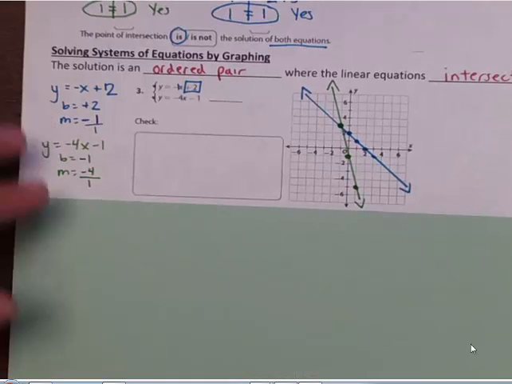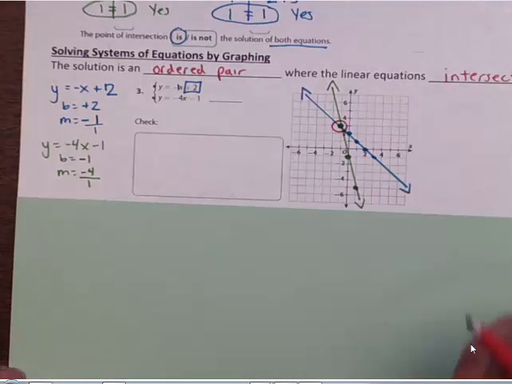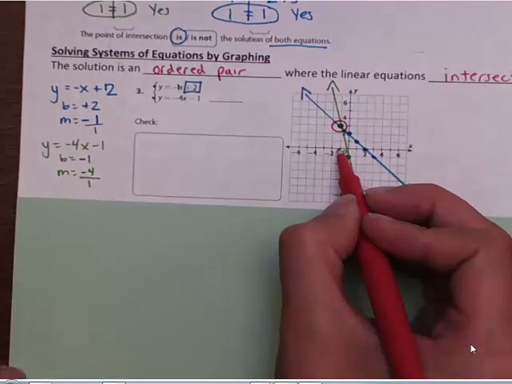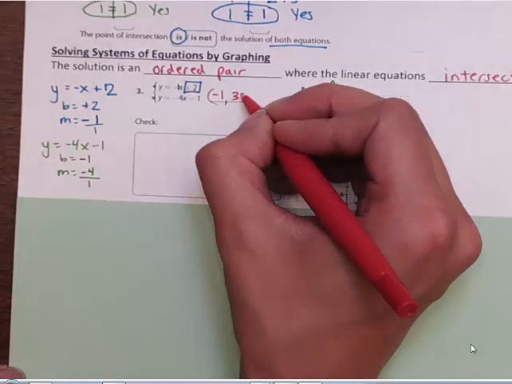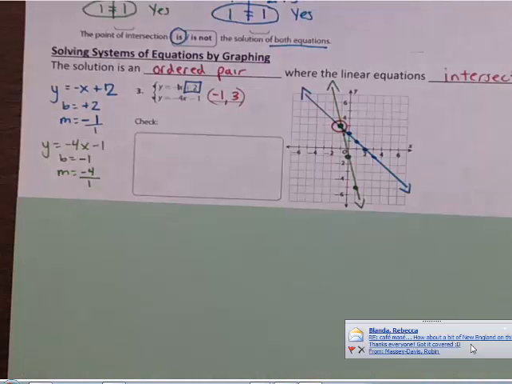So, it looks like the place of intersection for both of these equations is right here, which that ordered pair is negative 1, comma, 3. Now, I need to be able to check this to make sure that this is the solution for both equations, because if it only satisfies one equation, it's not going to be a solution for the system of equations.